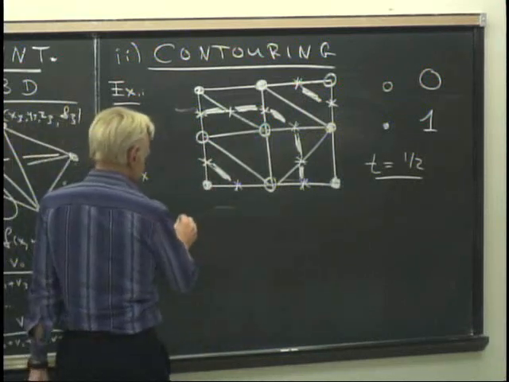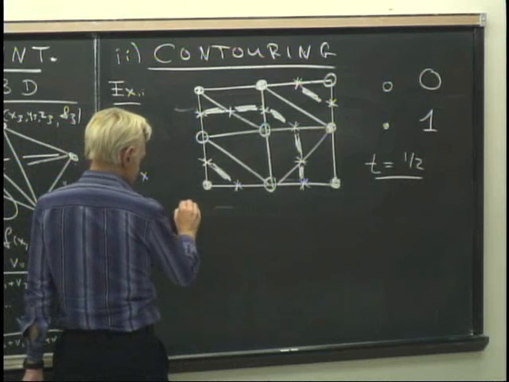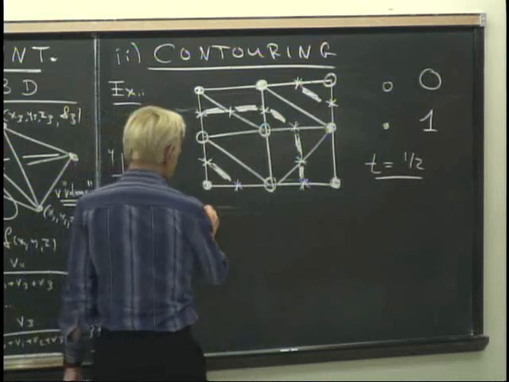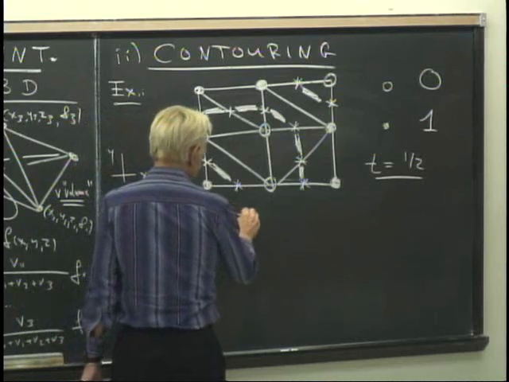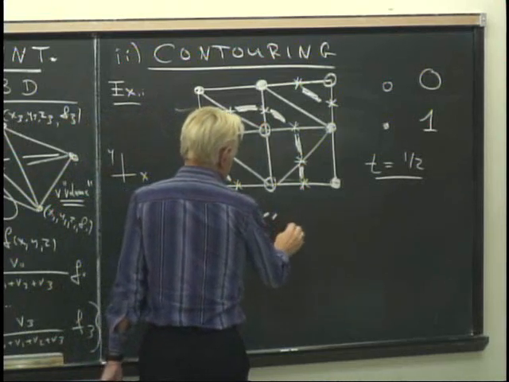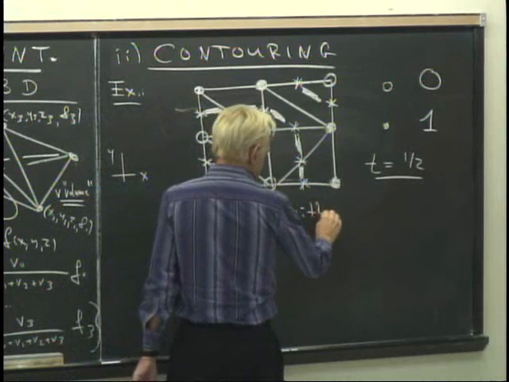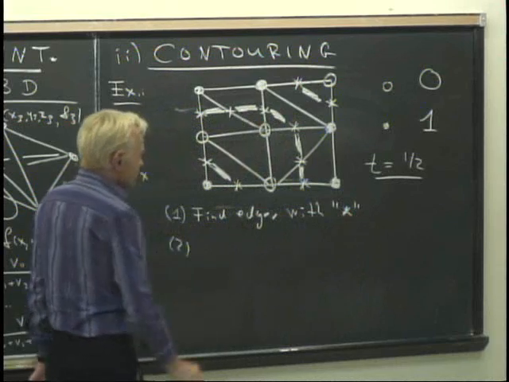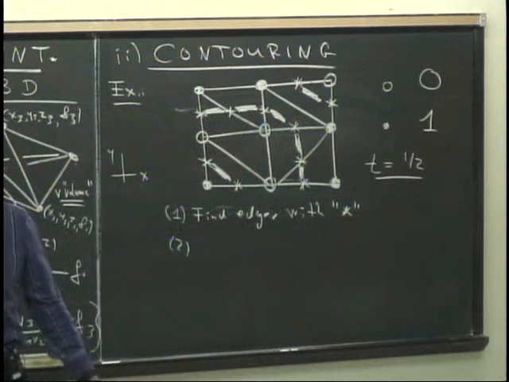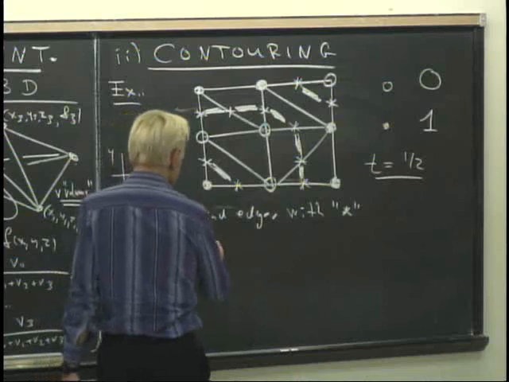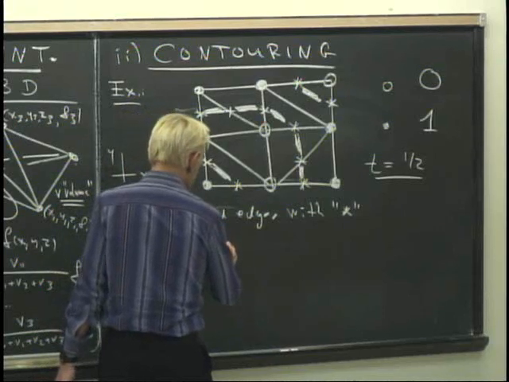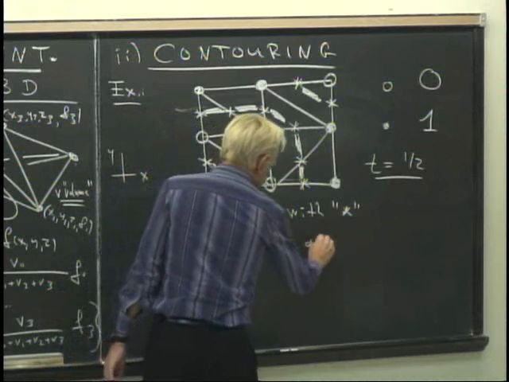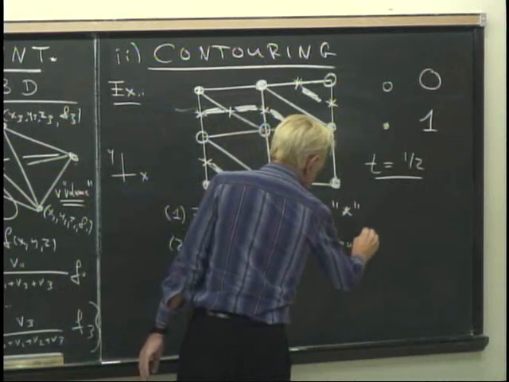So there are three steps there. First, determine all the edges that can contain a contour. Find edges with a contour point. Step two, you compute the actual location of that point. Find the location of each contour point.